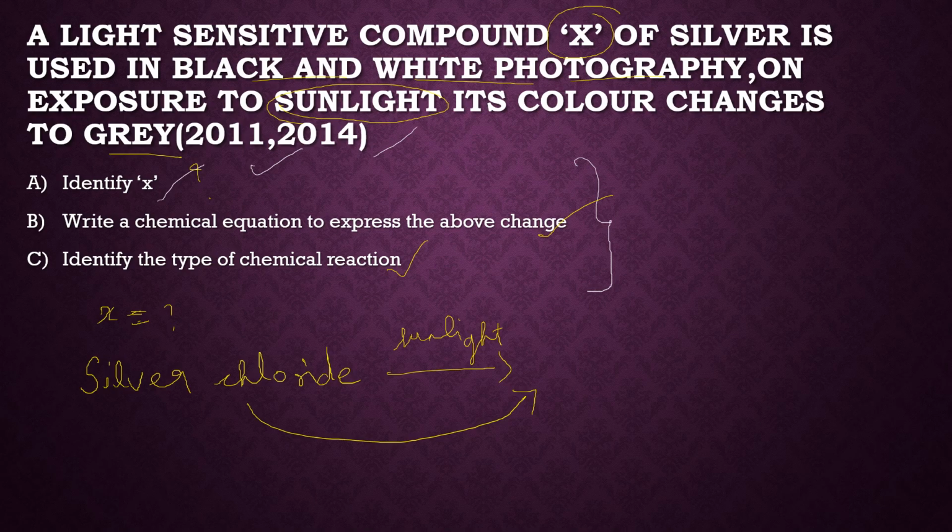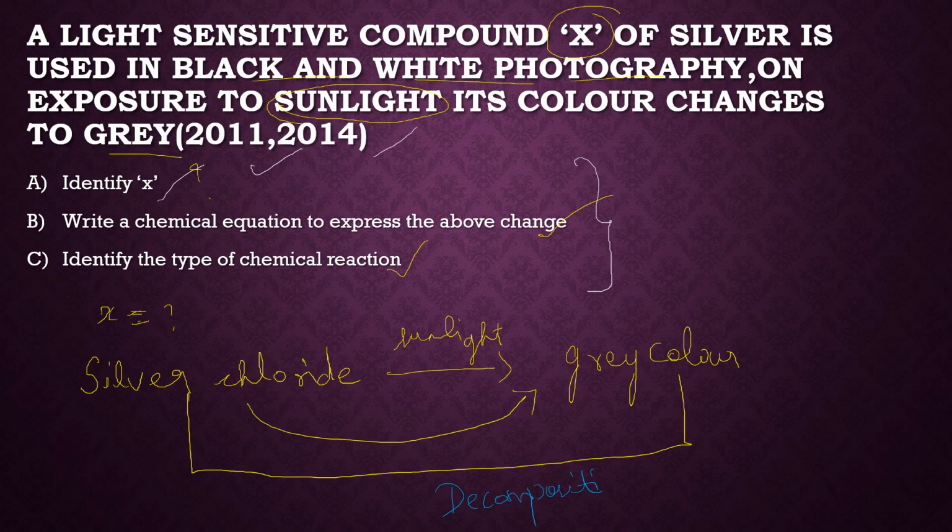Right? So what could be the reason behind it? What type of reaction is it? It changes into gray color. This is very simple. The silver chloride undergoes a process called decomposition. In fact, if I need to go for even more scientific terminology, it is called photolytic decomposition.